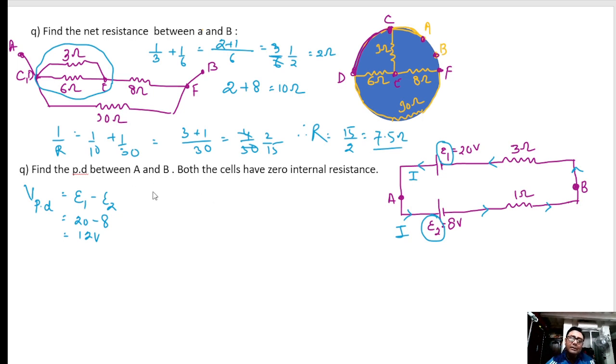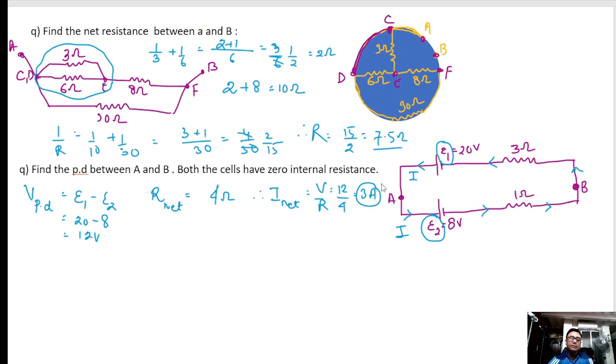What is the net resistance? It will be 3 plus 1, 4 ohms. So what is the net current? It will be V by R, that is 12 by 4. It will be 3 ampere is the net current.